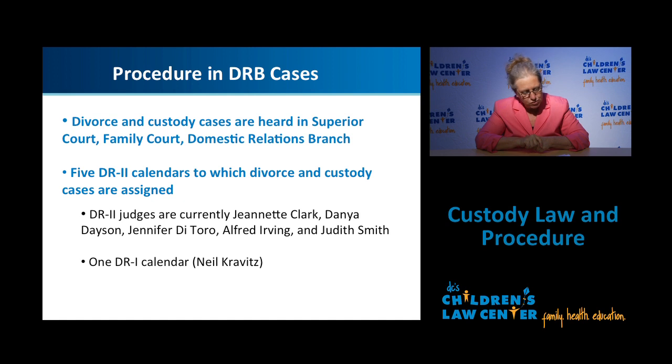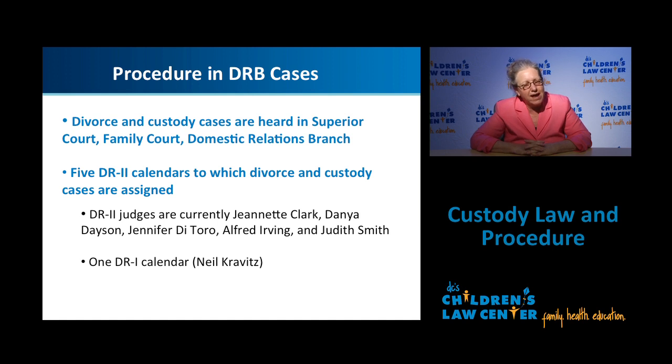Right now, and this will probably remain the same for the foreseeable future, there are 5 what are called domestic relations 2 calendars to which divorces and custody cases are assigned. So there are 5 judges who are assigned to the domestic relations branch, to the DR2 calendars, and those judges will hear divorce and custody cases as well as a few other kinds of cases that are assigned to DR2 calendars.